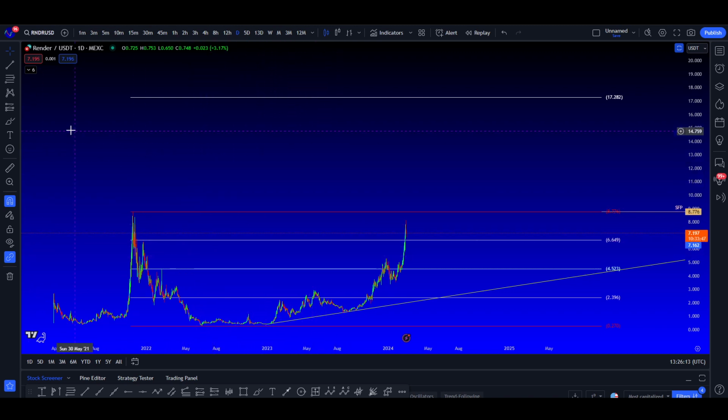So as you can see, what I'd like to show you is if we were to pull the lows to the highs, we drag that up to here, and that's how you get that target, around $17 away.